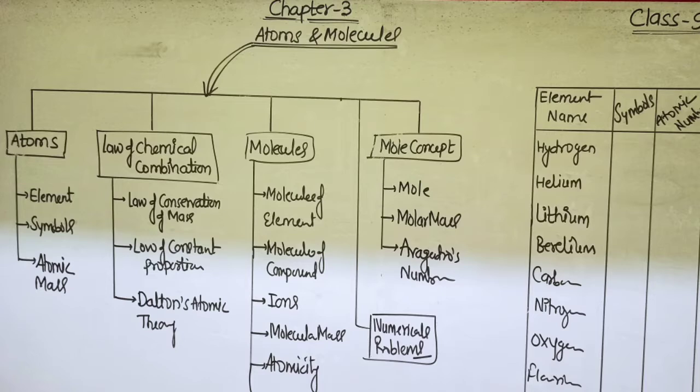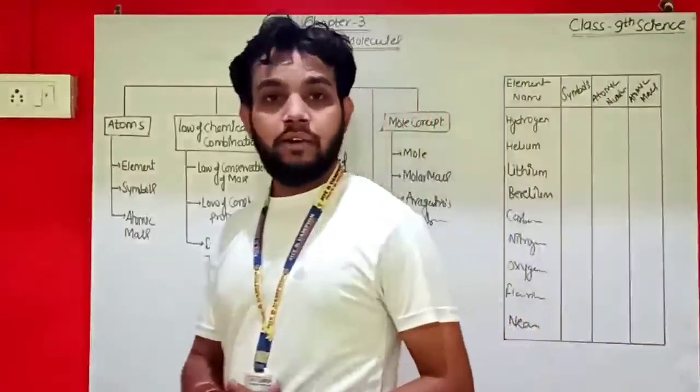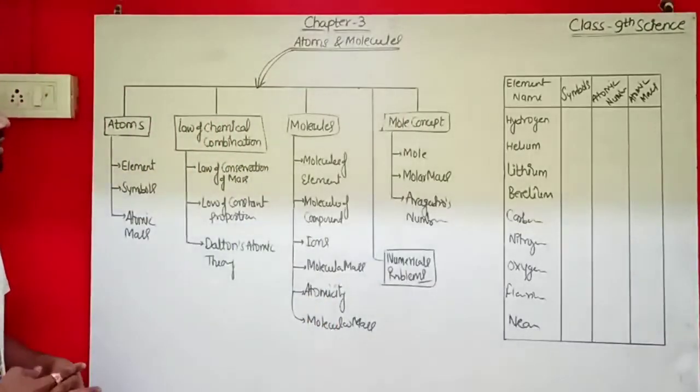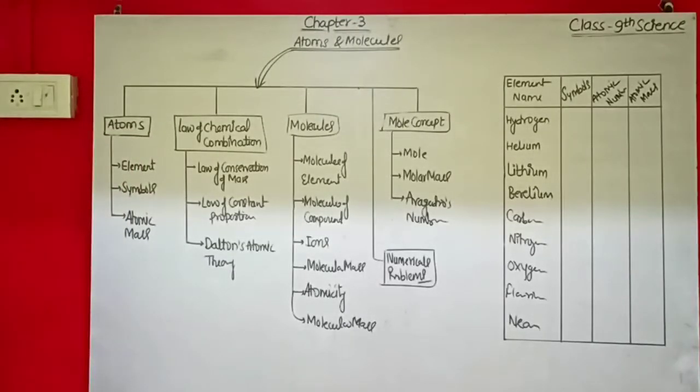This is the main concept for competition exams. This is mole, molar mass and Avogadro number, and some numerical problems based on formula, molecular mass, how to find molecular mass and atomic mass. Okay students, so this is the content of this chapter. So we start one by one. First of all we introduce atoms. So students, write the definition of atom.